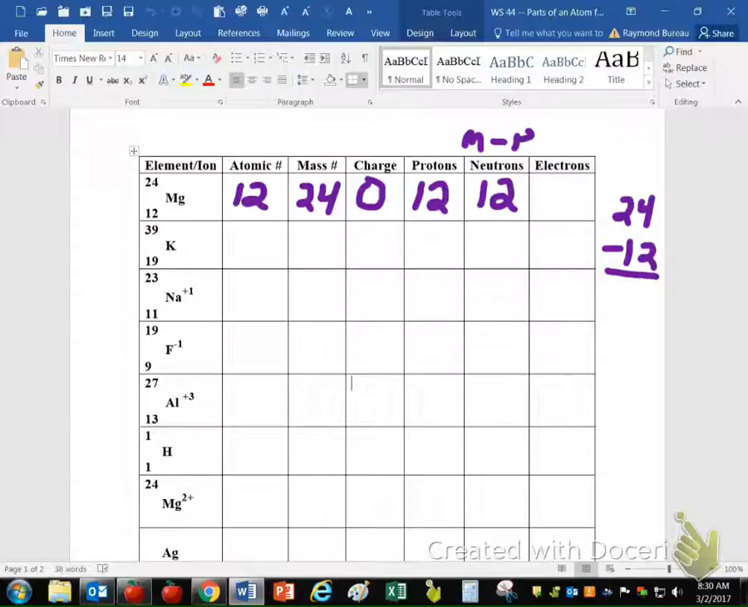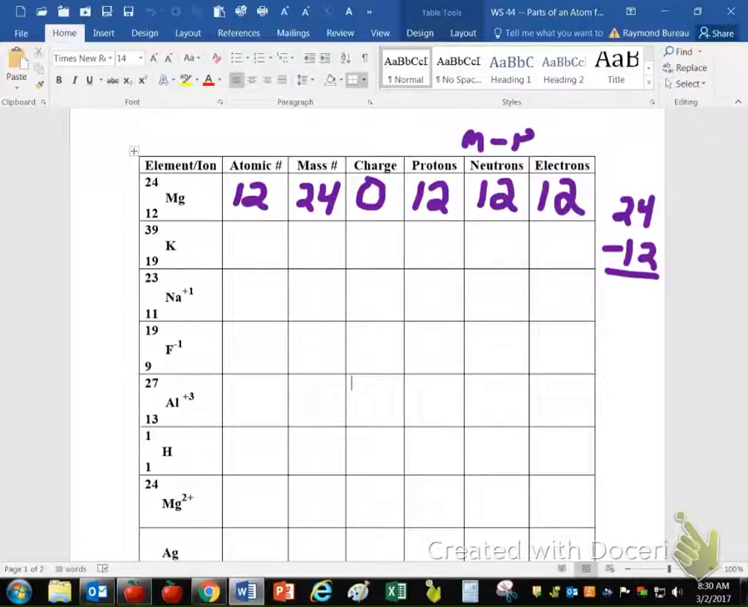The electrons, if there's no charge, it's the same as the protons. So for electrons, I'm going to put 12. There you go, straight across the first element on the page, magnesium 24 12. We read it as magnesium 24, and I'll explain that when the lesson about it comes up. But we say the element's name and then its mass number. This is something we call isotopic notation.